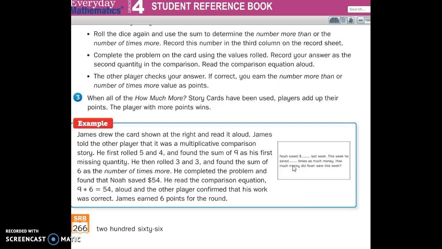This is a fun way to continue to work on those story problems. So once you're done with that, you can come up here and you're going to see that you will continue this until you run out of how much more story cards. Add up your points, and the player with the most points wins the game. Fourth grade, enjoy, and remember that one can be found on page 266 of your SRB.